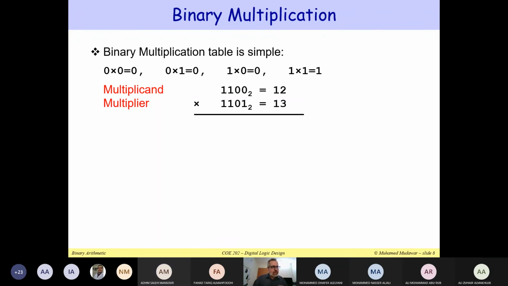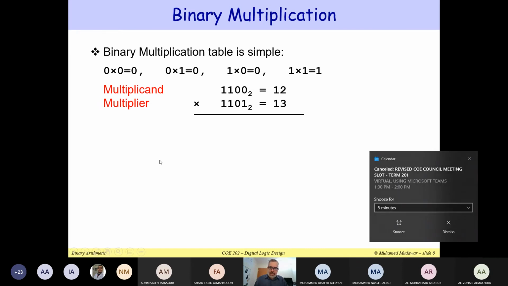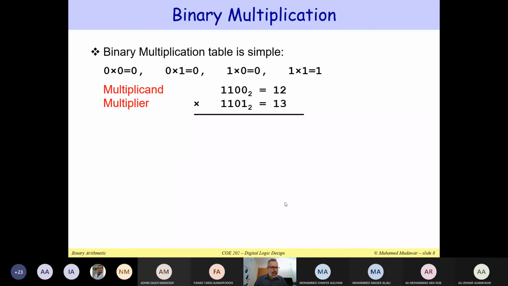In the case of binary, it's very, very simple because we only have 2 digits, 0 and 1. So when you multiply anything by 0, it's equal to 0. And when you multiply anything by 1, x multiplied by 1 equals x. That's it. So you see that binary multiplication is a lot easier. It's a lot easier than the decimal multiplication.